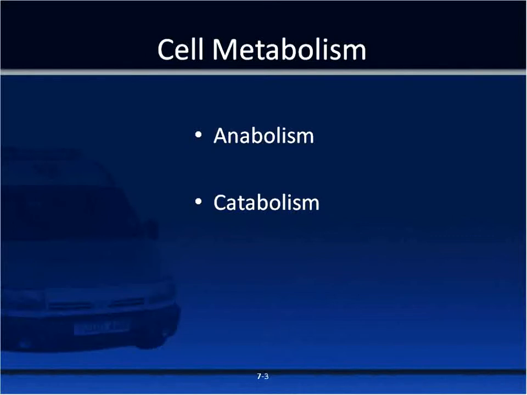In anabolism, a cell uses energy to make larger molecules from smaller ones. For example, substances such as amino acids are combined to form enzymes. In catabolism, the cells break down large molecules into smaller ones, releasing energy. For example, carbohydrates, fats, and proteins can be broken down into smaller substances. So remember, anabolism is making large molecules, and catabolism is breaking them down.